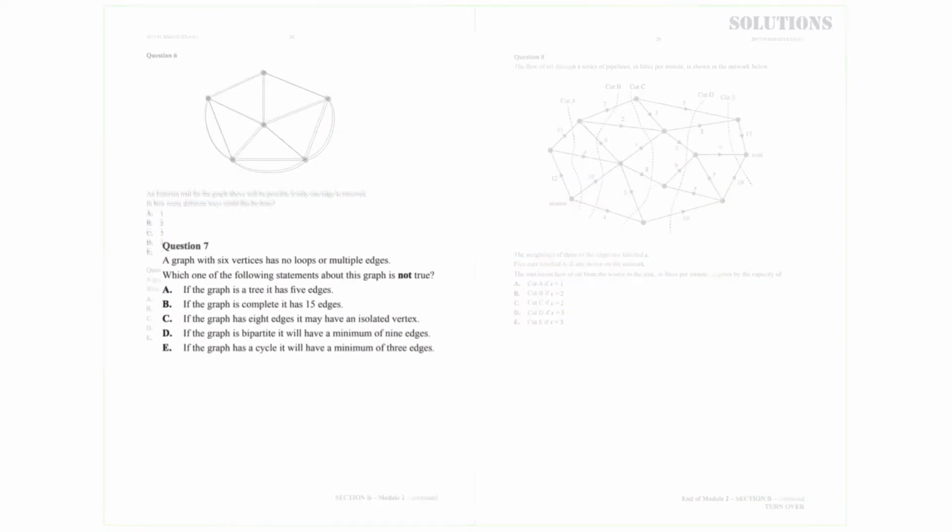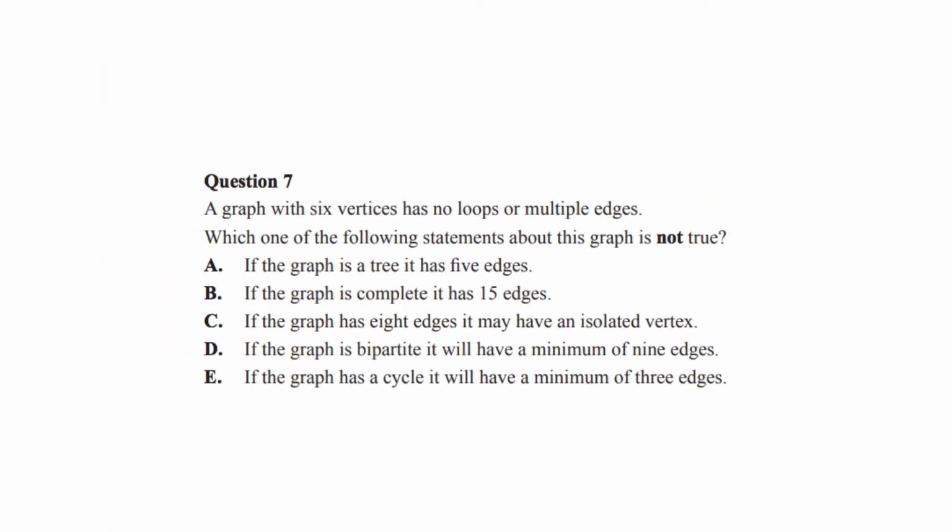Question 7. A graph with 6 vertices has no loops or multiple edges. Which one of the following statements about this graph is not true? To answer this question, we are going to look at each option one by one. Option A. If the graph is a tree, it has 5 edges.